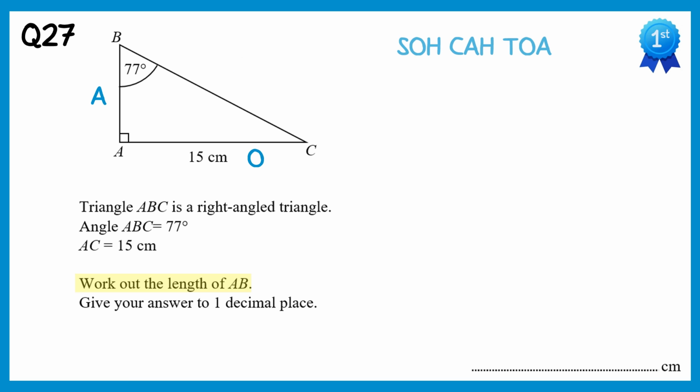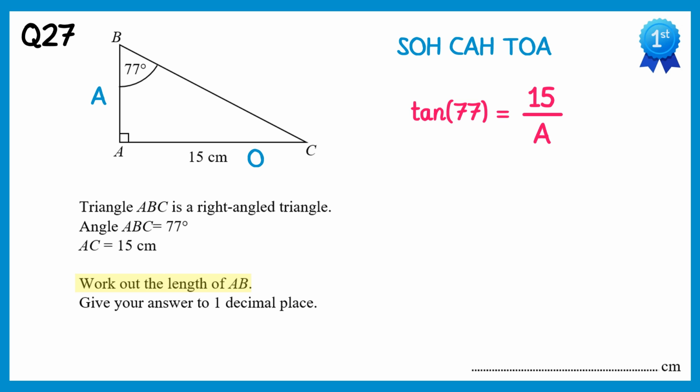Now when you write out SOHCAHTOA, only one of those has O and A in it, and that's the last one, TOA. This tells us we need to use tan. So we write out tan of the angle, which is 77, equals the opposite, which is 15, divided by the adjacent, which is what we're trying to find, so we can just call that A.